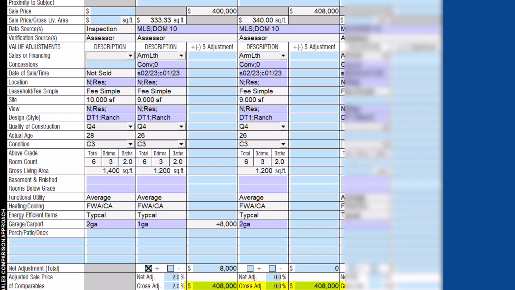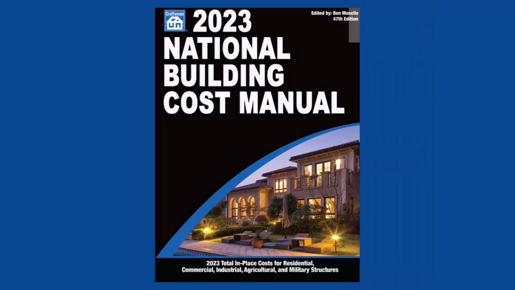The math is simple, but it is difficult to find 2 current sales that differ only by 1 stall. But there is one place where you can always find the differences in cost between 1 and 2 garage stalls. Cost differs by location and quality, but you will find the difference in cost between a 1-stall garage and 2-stall garage in your cost manual. We all know that cost does not equal value. The reason cost does not equal value is depreciation.